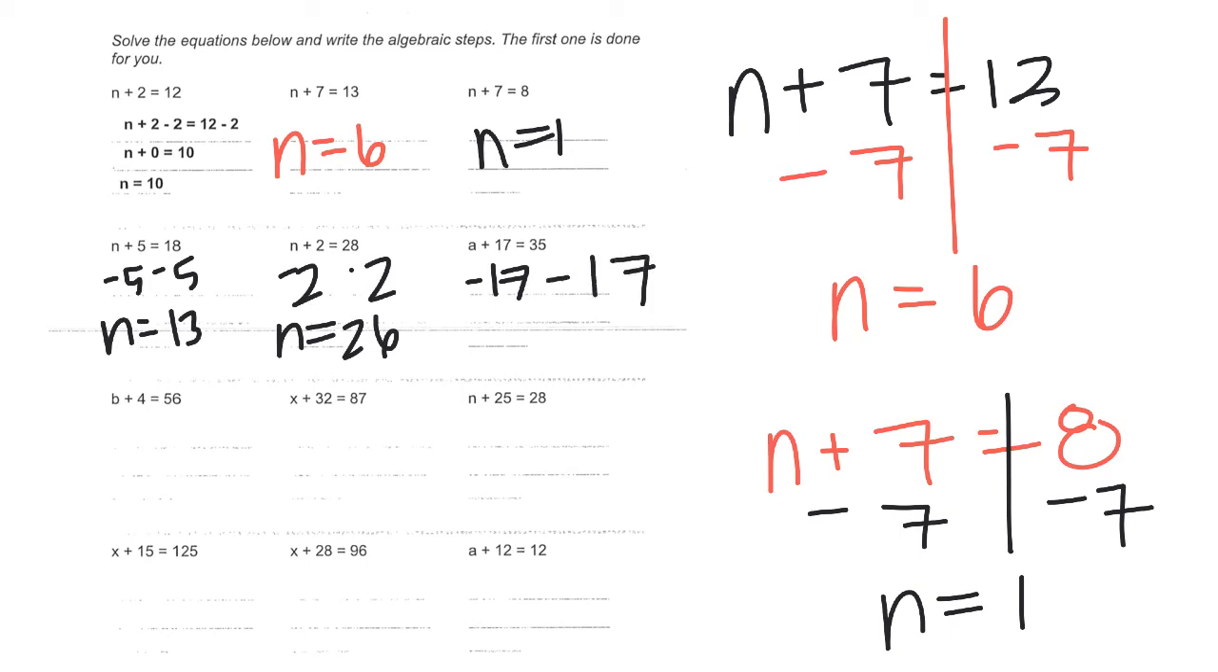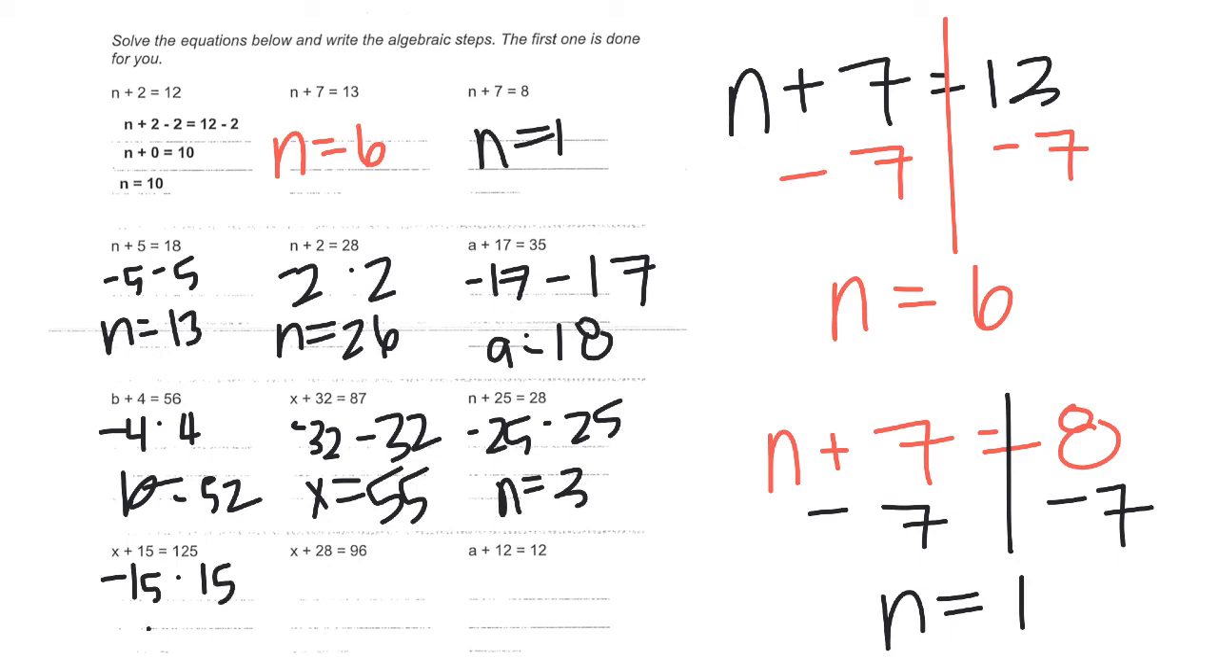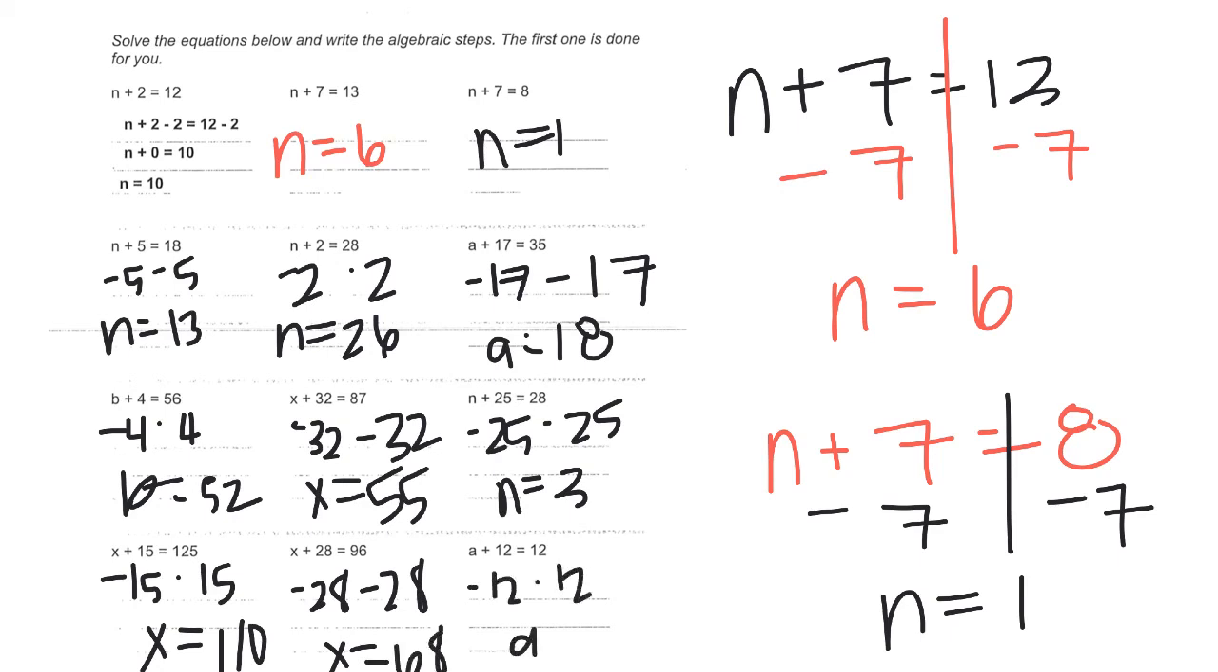Subtract 17. Sorry guys, a equals 18, subtract 4, b equals 52, subtract 32, x equals 55, subtract 25, n equals 3, subtract 15, x equals 110, subtract 28, you're going to get x equals 68, and then subtract 12, a equals 0.